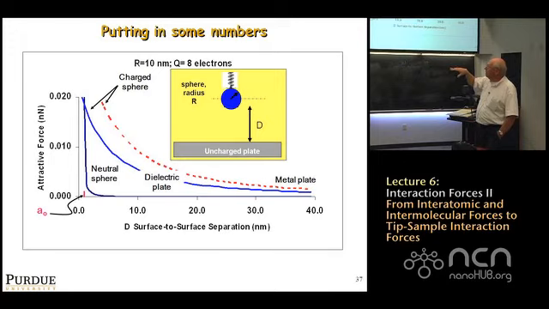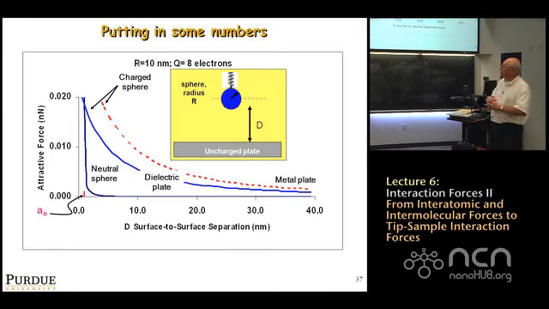And I just calculated the attractive forces that exist for the case of the charged sphere interacting with a metal or a dielectric plate, right? Those are indicated by the dashed red and the blue curves on this slide. And you can see that if there's net charges involved, this interaction force is very long range. It goes over hundreds or certainly tens of nanometers, right? Certainly goes over tens of nanometers.